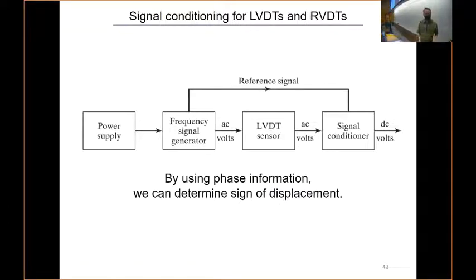So a little bit more about the signal conditioning. We just have this flow chart, this schematic diagram here. We have our power supply, we have our frequency signal generator. This is that split I was talking about. So you split it, you take a reference signal, and then you bring this into, in our case, the oscilloscope. And then that other output from the frequency signal generator is what goes into the LVDT sensor. And you get an output there. So by comparing this reference signal to the output signal in our oscilloscope, or whatever signal conditioner you might be using, that's where we determine the sign of the displacement.